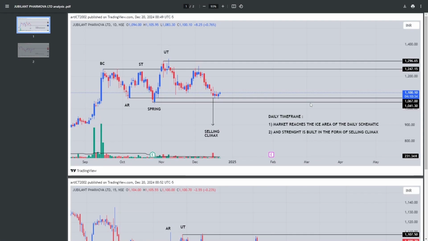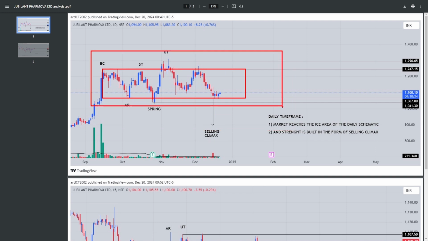This was the file shared by the community member on December 20th. If you see the scenario on December 20th, the first chart is the daily time frame. Market was creating a consolidation, and within that consolidation, we had a good Wyckoff structure right here.